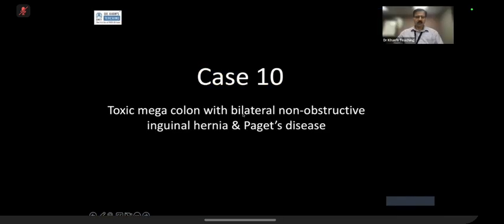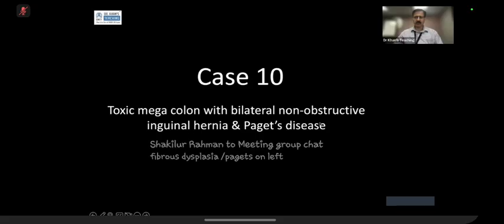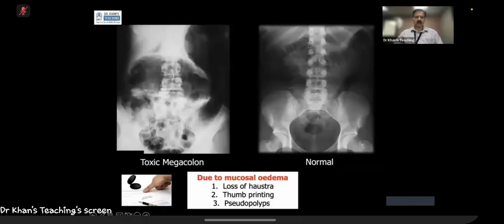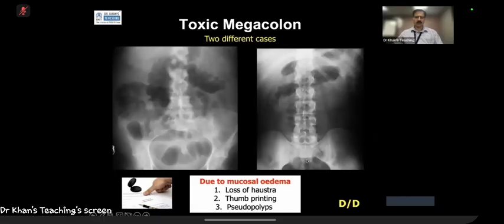So this was a case of toxic megacolon, bilateral non-obstructive inguinal hernia, and Paget's disease. It was a busy scan, there was an acute finding, and there were some findings for observation. In toxic megacolon, this is normal haustra in a normal colon, and you can see here there is loss of haustra. Second thing is thumbprinting, which is this and this and this. And in some cases, you will see pseudopolyps projecting into the lumen. So these three things you have to remember.